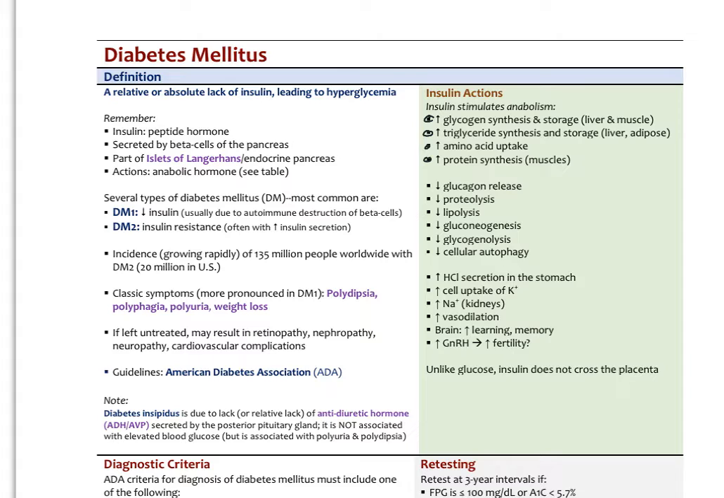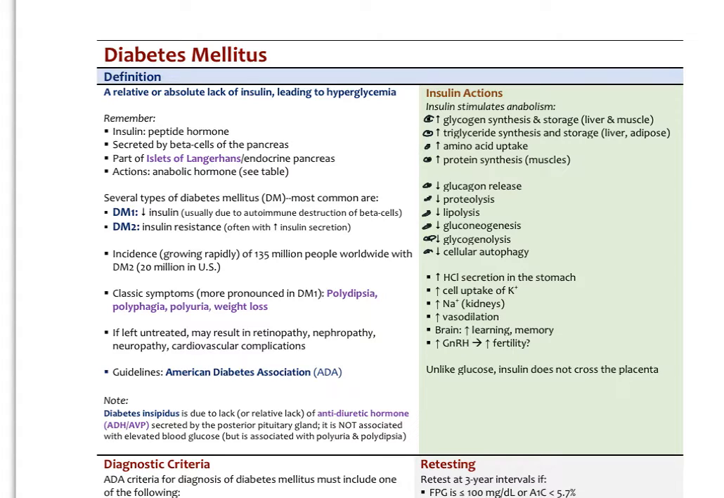Insulin will decrease glucagon release. Glucagon, remember, is the other major peptide hormone from the islets of Langerhans that opposes the action of insulin. It decreases proteolysis, decreases lipolysis, decreases the production of new glucose via gluconeogenesis, decreases the breakdown of glycogen via glycogenolysis, and decreases cellular autophagy. So that actually is a potentially negative effect of high insulin states, in that cells normally need to recycle their constituents. That's that process of autophagy, but insulin tends to inhibit that, especially high insulin states.